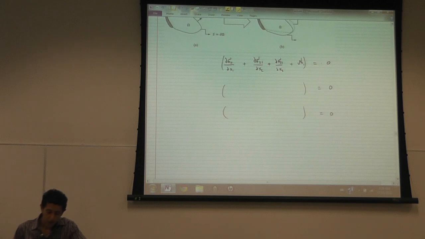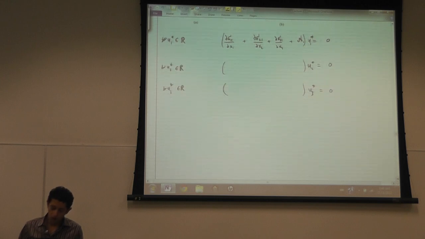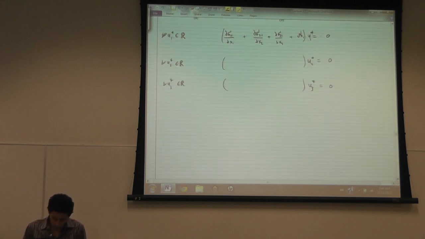Now what I'm going to do is, this is true for every real number. I'm going to call it the real number 1 in R. This is true for every real number, another real number in R. This is true for every real number in R. In fact, this is even true if I add all the above. So I'm just going to utilize the summation convention because it will make my life easier.